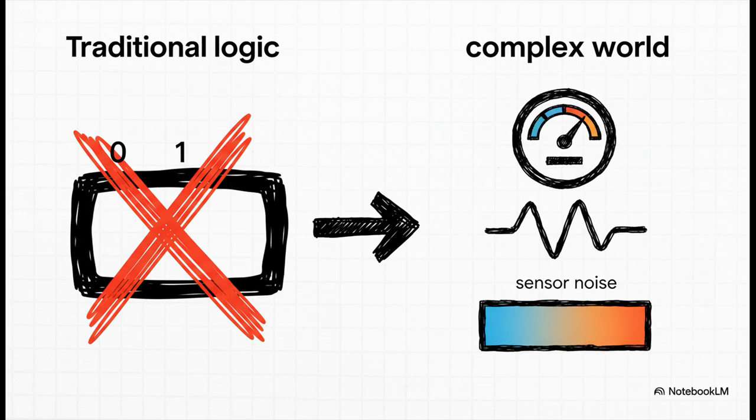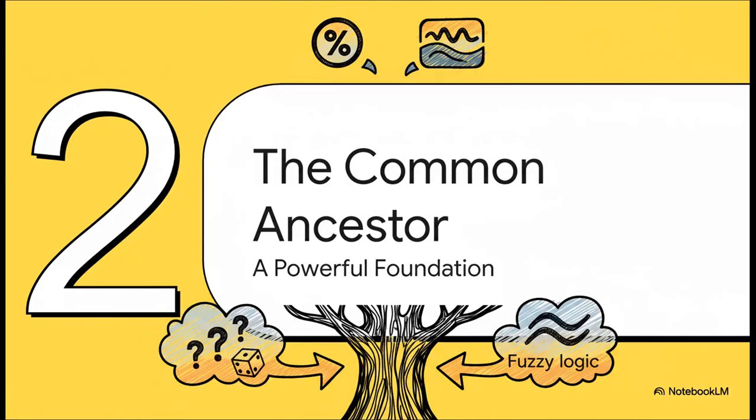Traditional logic, Boolean logic, is basically a light switch. It's either on or off, true or false, 1 or 0. And that's just not how the real world works, right? It can't handle stuff like noisy sensor data, or different levels of confidence, or the actual chance of something happening. We need something way more sophisticated. So where do we start?